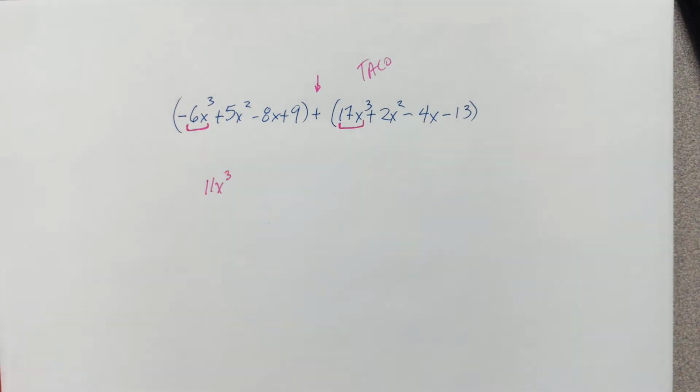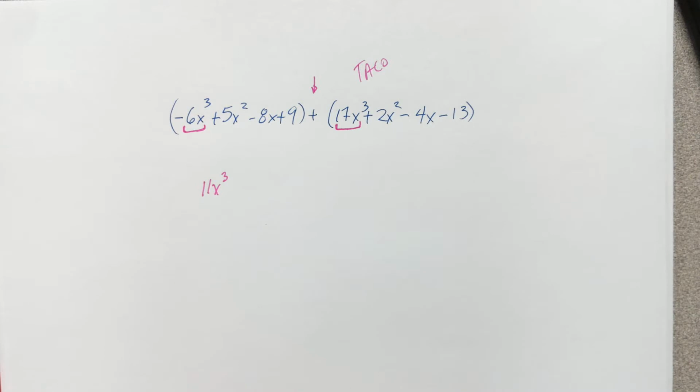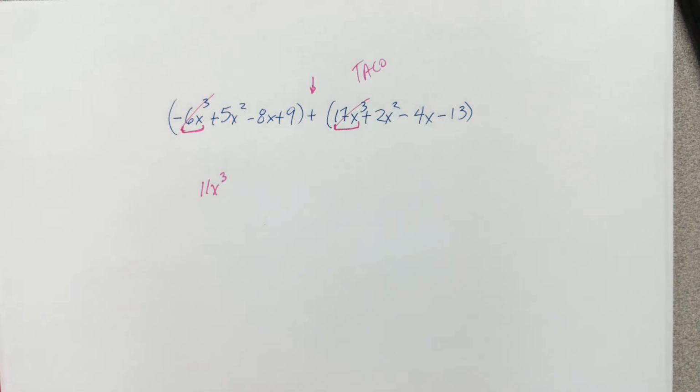You don't add or subtract the exponents. Nope, only if you're multiplying. The only time exponents change is from multiplication, because exponents are multiplication. All right? So this is how I would do it. I would do those two. They're the same, and I scratch them off, so that way they're done.